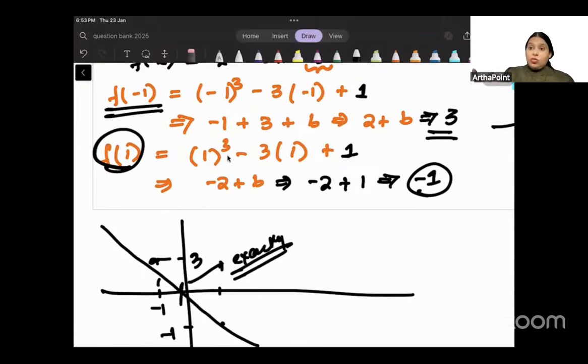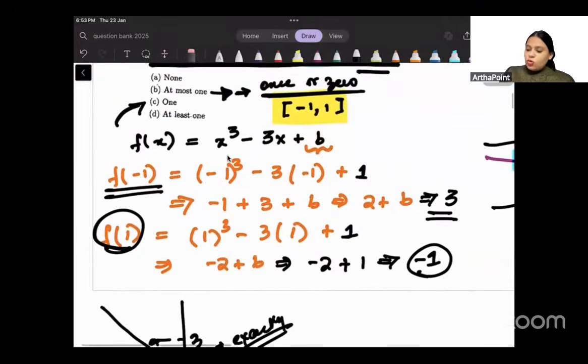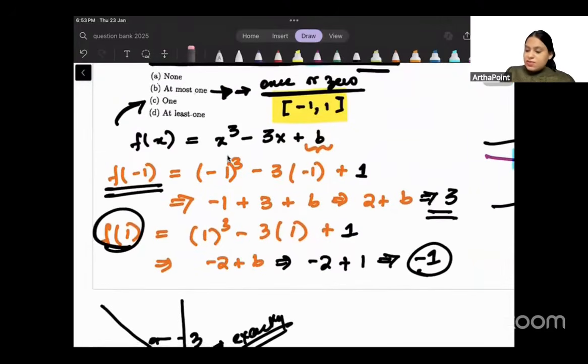Because I'm certain now. I know the value. But currently I don't know what b is. Supposedly, what if b is, say, 5? B is 5. So what will happen now? This is 5 here. And now this is 5 here. So this would have become 8. And this would have gone ahead and become 3.